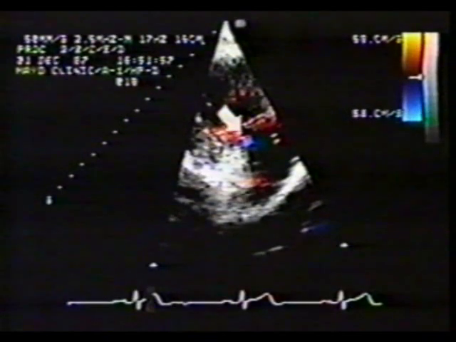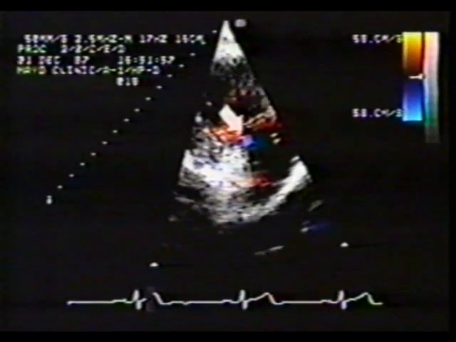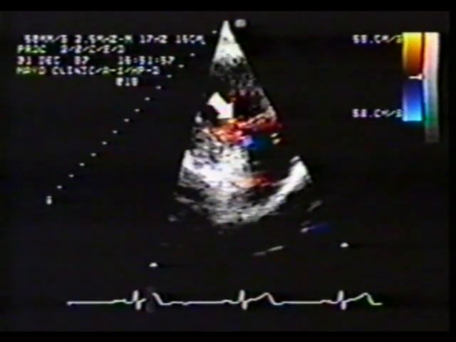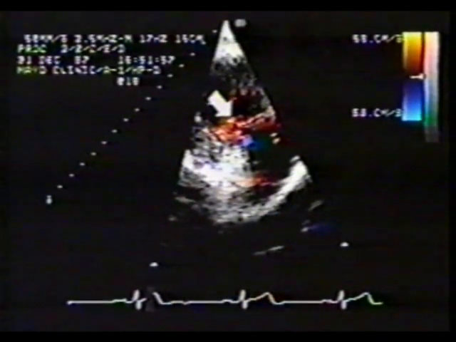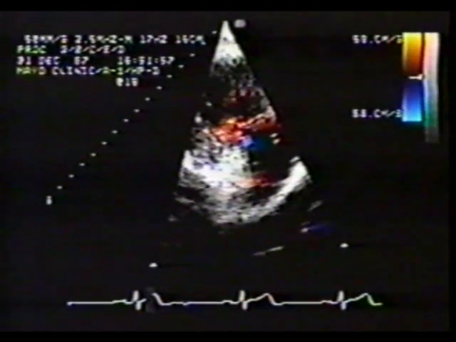This small patch of blue on the right atrial surface of the leaflets is a trivial amount of physiologic tricuspid regurgitation. As is often the case, this subject's normal tricuspid regurgitation is difficult to detect without stop frame analysis.